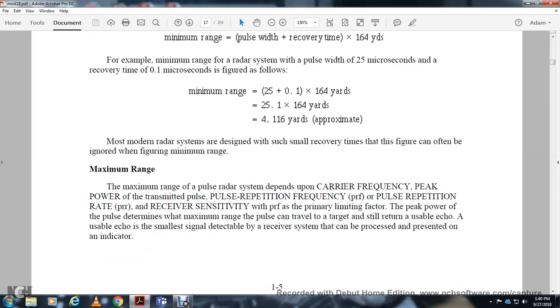Maximum range. The maximum range of a pulse radar system depends on the carrier frequency, the peak power of the transmitted pulse, the pulse repetition frequency, and the receiver sensitivity. The peak power of the pulse is the primary limiting factor; it determines the maximum range the pulse can travel to the target and still return a usable echo. A usable echo is a small signal detectable by the receiver system that can be processed and presented on the indicator.